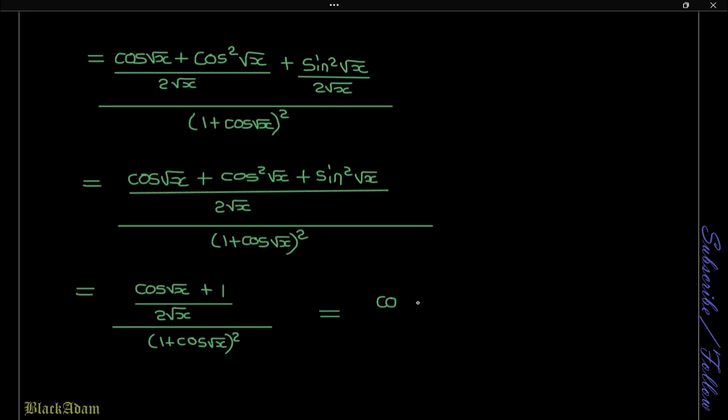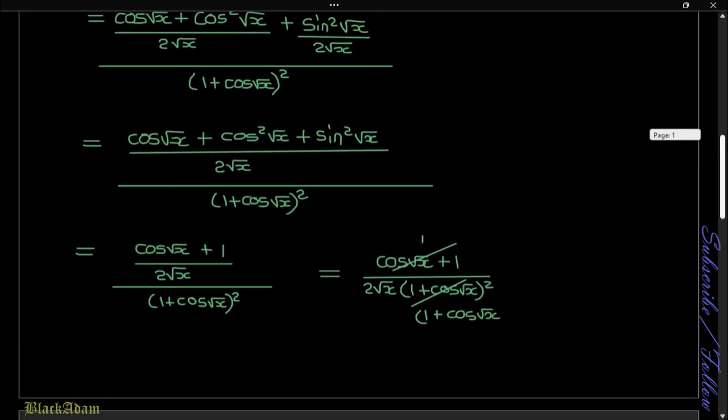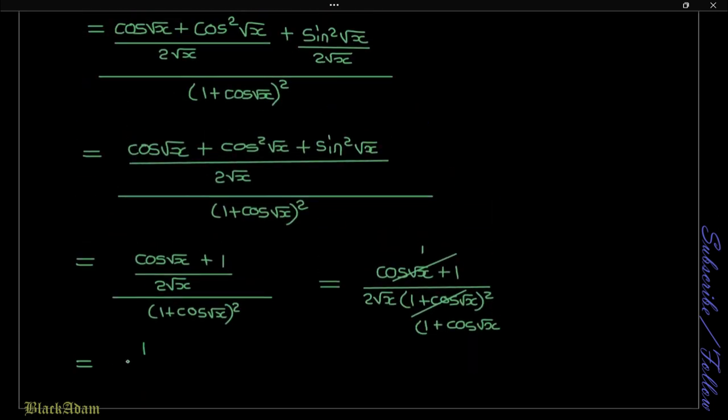So that means we have cos root x plus 1 over, the denominator comes to the bottom since it's a fraction, so 2 root x multiplied by 1 plus cos root x squared. And 1 plus cos root x goes into that once, so simplified, we have 1 over 2 root x multiplied by 1 plus cos root x. So that's our final answer.